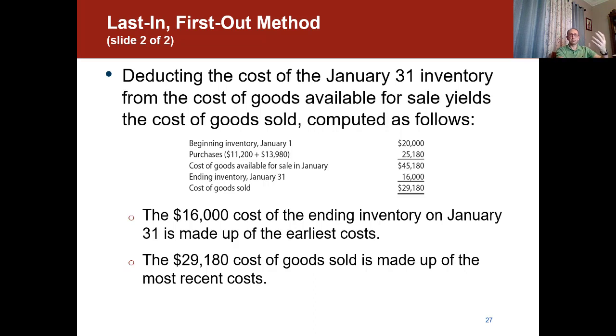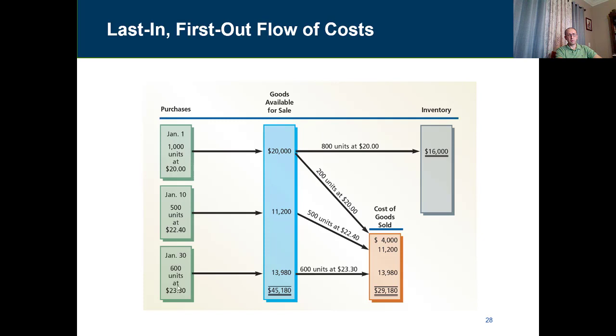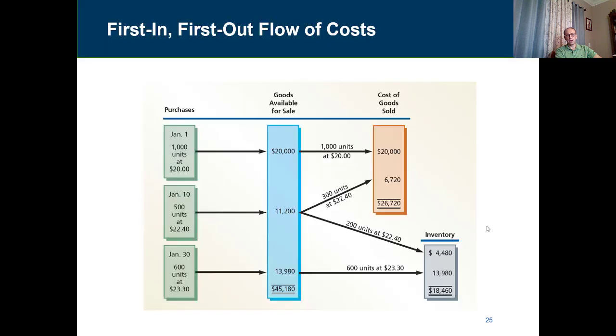Again, let's try to visualize this. Here we have our three batches, our beginning inventory of 1,000 units, the first purchase of 500 units, and the latest purchase of 600 units. So we multiply the number of units by its cost. We get the goods available for sale, which is going to be exactly the same value, 45,180. Very similar to what we've done in the FIFO method. But remember, now our ending inventory is coming from the top, not from the bottom like in the previous calculation, where we started from the bottom for the ending inventory.